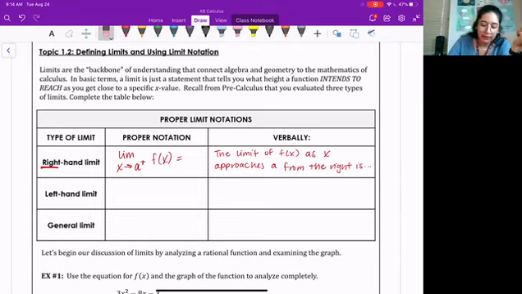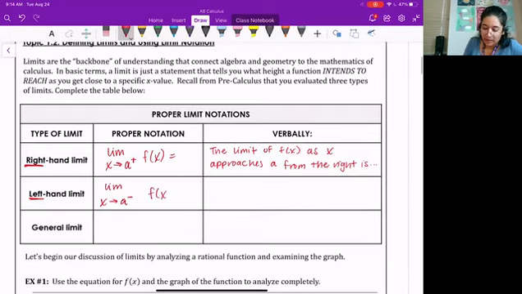We have a right-handed limit, so we're also going to have a left-hand limit. It's really similar. Instead of coming from the right side, from the positive direction, we're going to come from the left side. So we're going to have the limit. x is still approaching whatever value, A, but instead of coming from the right, the positive side, we're coming from the left, the negative side of a graph. So I'm going to put a little negative sign there. That notates that we're approaching from the left. And we have to name our function.